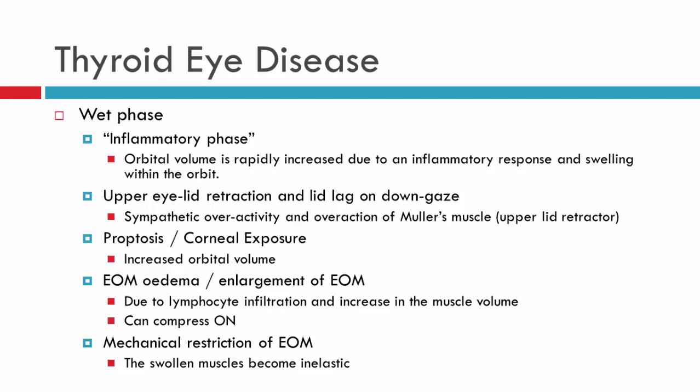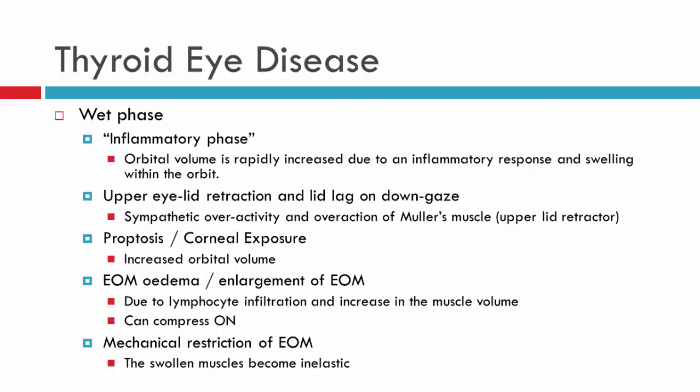Some of these include upper eyelid retraction, lid lag, proptosis, as I just mentioned before, enlargement of the extraocular muscles and mechanical restriction of the extraocular muscles. And here I've included also the reasons for these sorts of symptoms. So with the lids, we have sympathetic overactivity of the Mueller's muscle, which causes upper lid retraction. And the reason we have proptosis is because of increased orbital volume.